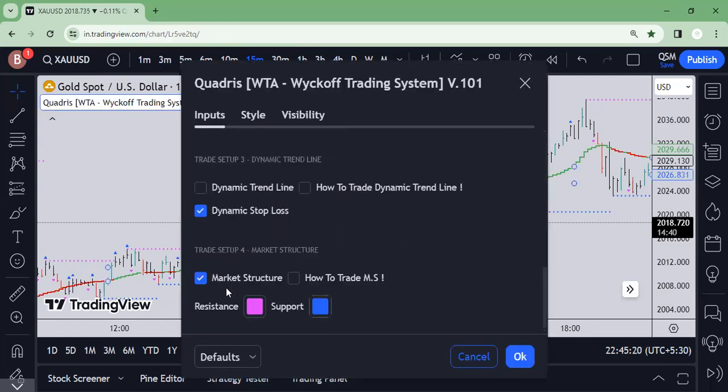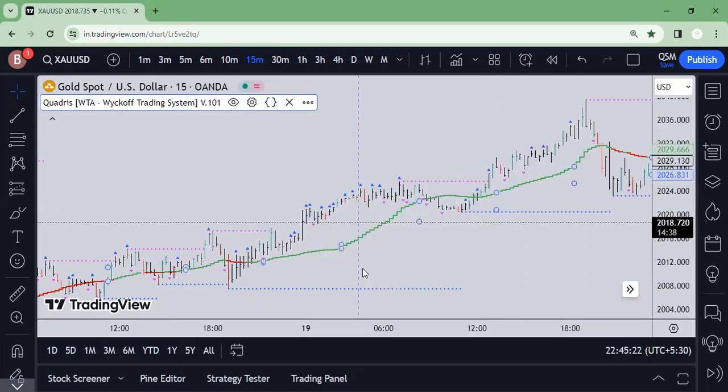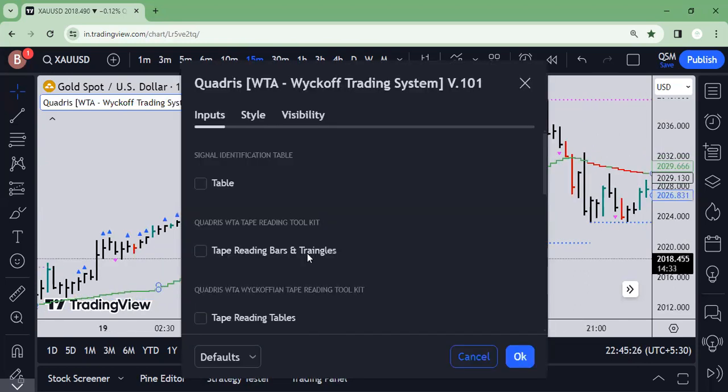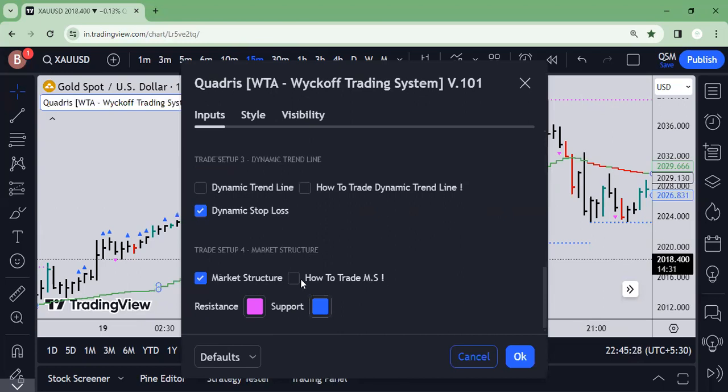After that, based on market structure, as I was talking about, you have 4 options to trade.